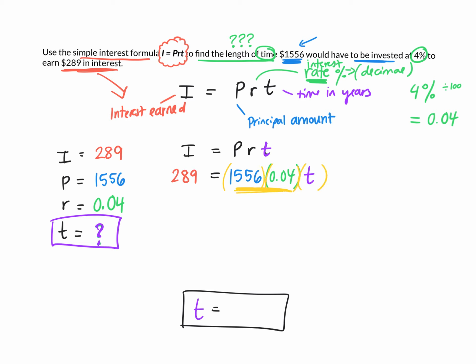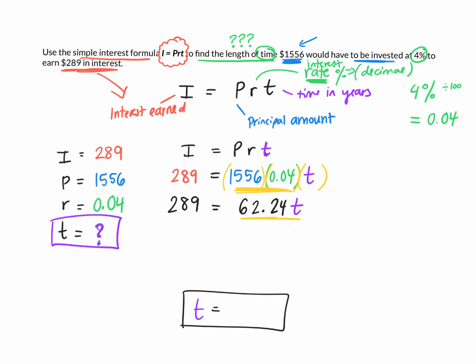I can actually calculate 1,556 times 0.04. When I multiply those together, I get 62.24. That's going to be multiplied by T. And on the left side, I'm still going to keep this 289. So now I have 289 equals 62.24 multiplied by T.